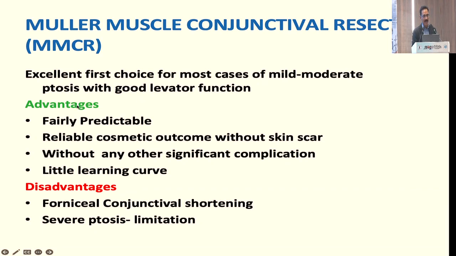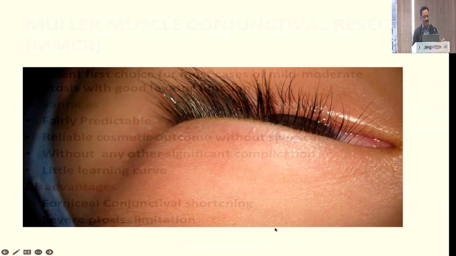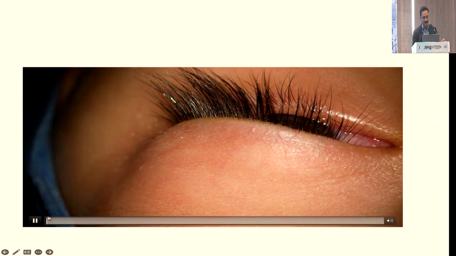Its advantages are that it's a fairly predictable surgery. It gives you a reliable outcome without any skin scar, without any significant problem. The learning curve is less. The disadvantage is that sometimes you may end up with shortening of the fornicial conjunctiva, which in patients who may require glaucoma surgery later on may be a little problem, but nowadays conjunctiva-sparing MMCR is done, so there you do not get conjunctival shortening. Also in severe ptosis, there is a limitation of this surgery, the results are not that good. So this is how it is done.